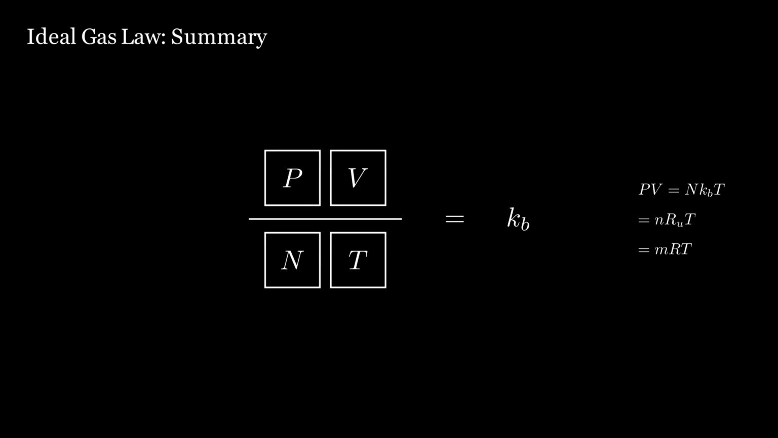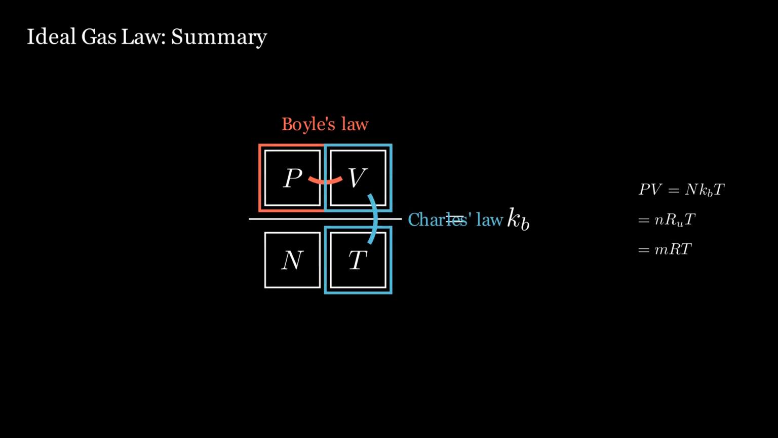We can visualize the fundamental relationship as an equation. Let me show you how pressure times volume divided by the number of molecules times temperature equals Boltzmann's constant. First, let's see Boyle's law, the relationship between pressure and volume. When temperature and number of molecules stay constant, pressure and volume are inversely related. Next is Charles's law. Volume and temperature are directly proportional when pressure and number of molecules remain constant.